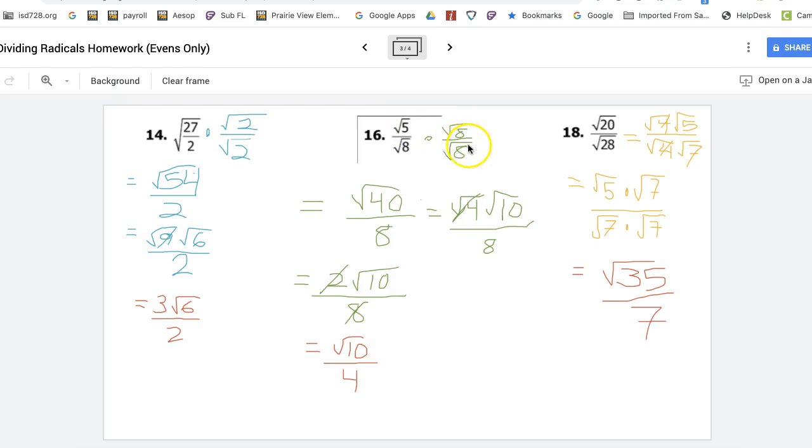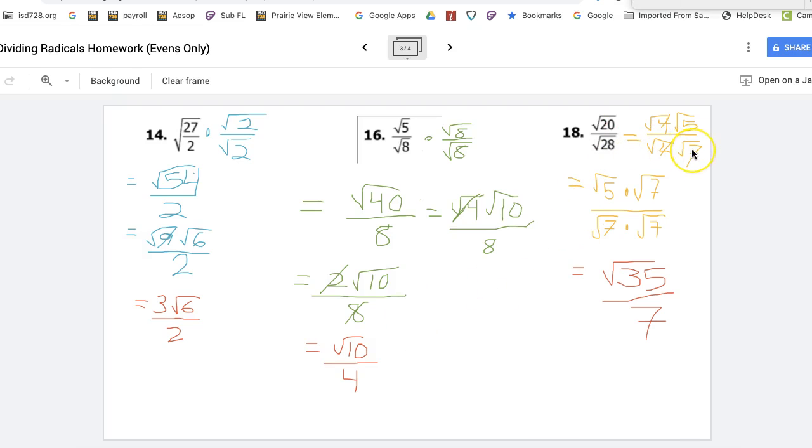Next one, again, I'm going to rationalize the denominator. I get root 40 over 8. Square root of 4 pulls out a 2, so I have 2 root 10 over 8. Simplify, and I get root 10 over 4. 2 goes into 2 once. You could put a 1 here if you want to, but not necessary. And 2 goes into 8 4 times.